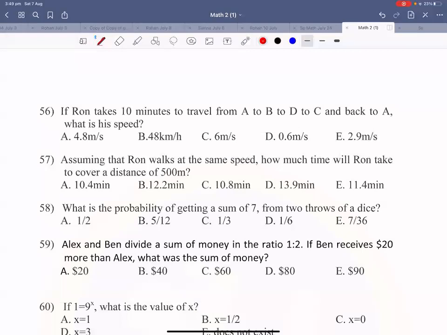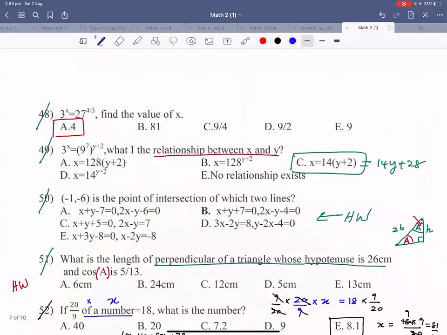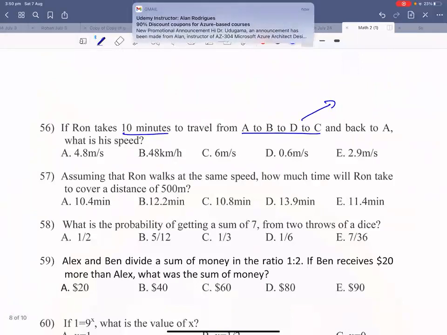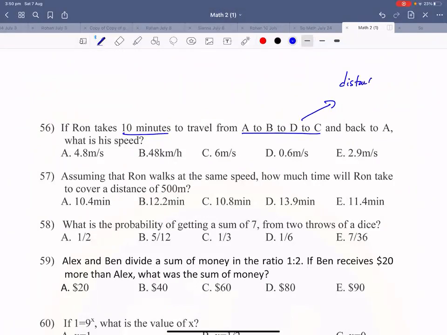So now, if Ron travels ABDC, how much is the total? What we had? 360, right? We had 360. So distance would be 360 meters. So the time would be 10 minutes. You have to check the answers. They are in seconds, right? Seconds. So this is going to be 600 seconds, right?